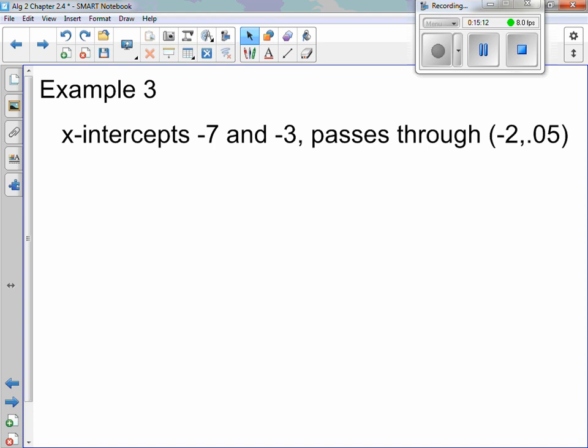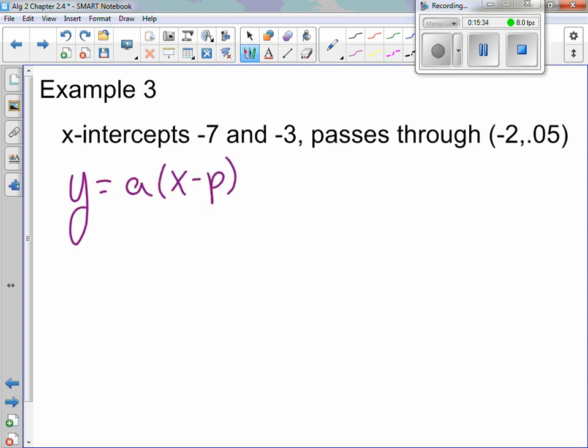Number 3. So looking at this here, are we still using the vertex form? We're using intercept form because we were given what? The x-intercepts are these here. So the x-intercept form is y is equal to a times x minus p times x minus q. Now our p and q are the x-intercepts. So they told us -7 and -3.